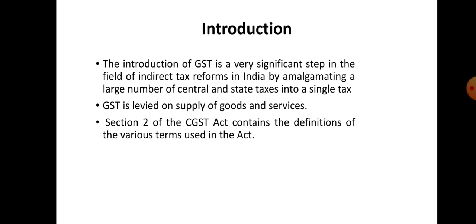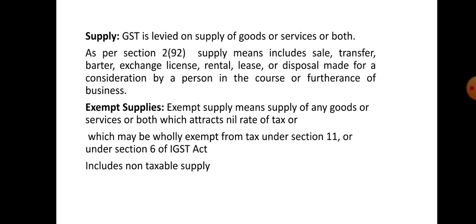Section 2 of the GST Act contains the definitions of the various terms used in GST. In earlier sessions we have discussed many terms like actionable claim, address of delivery, aggregate turnover, business, associated enterprises, agriculturist, agent, etc. So today first we'll move to the term supply.